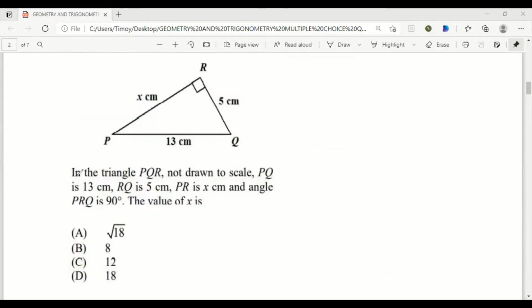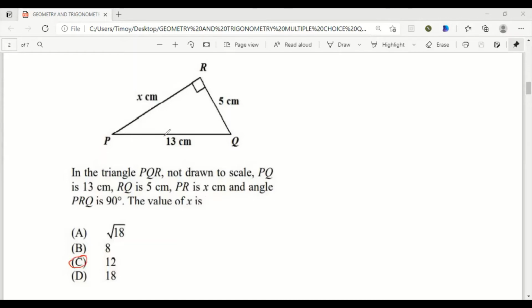So in the triangle PQR, not drawn to scale, PQ is 13 centimeters, QR is 5 centimeters, PR is x centimeters, and angle PRQ is 90 degrees. Then x is just going to be 12, right? This is just one of the Pythagorean triples, the 13, 12, 5 triangle. We can even circle our answer from now.